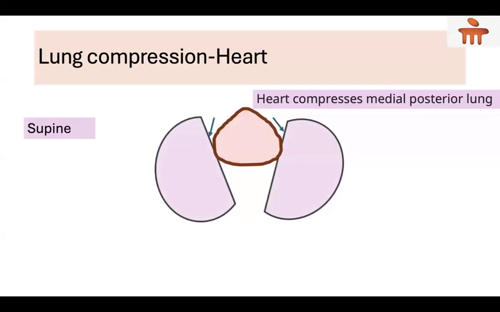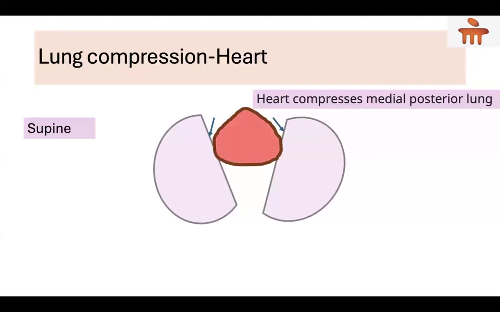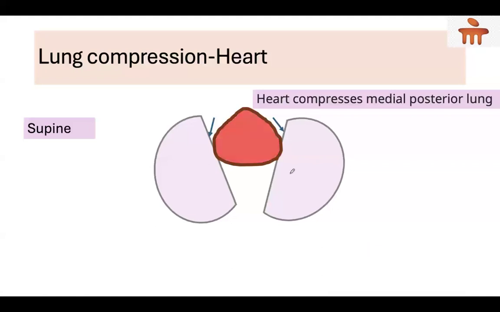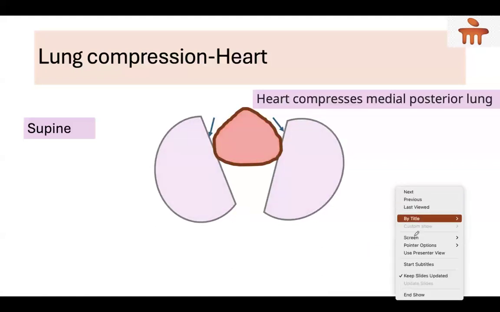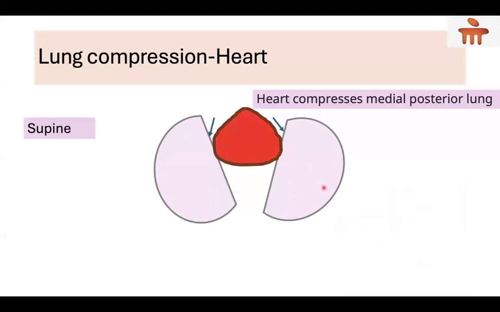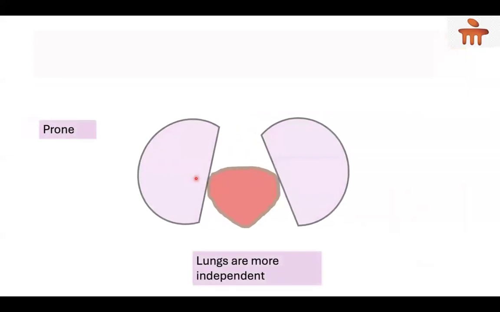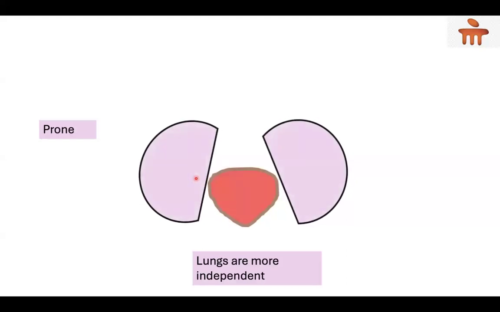When a normal patient is lying supine, you can see the heart and mediastinal contents compress the medial and posterior aspect of the lung, decreasing its capacity to expand and limiting lung expansion. What happens when you're in the prone position? You can see the lungs are more independent. The pressure on the lungs is less and they can expand better.